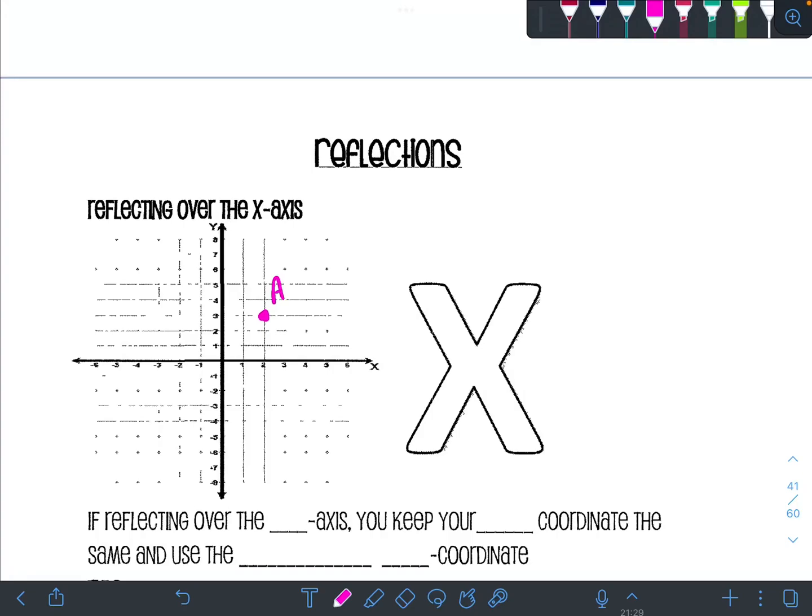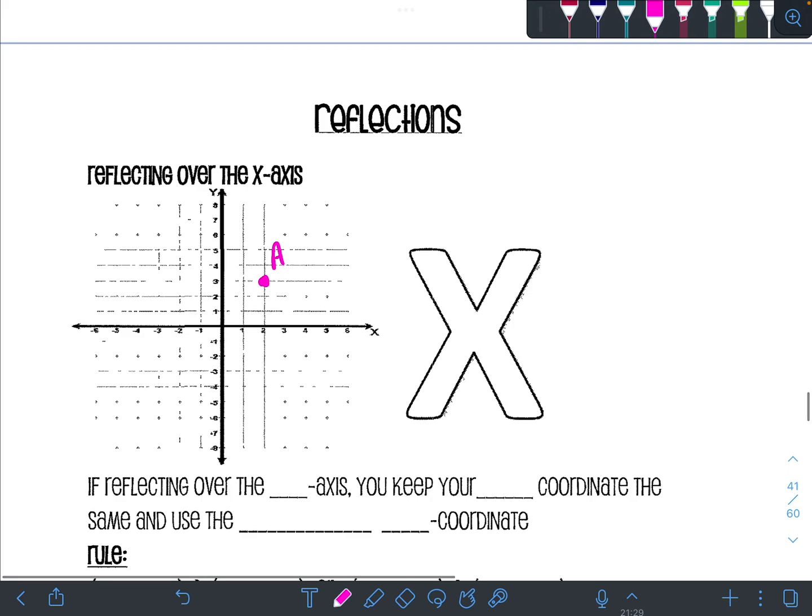Okay, guys, so we're going to be looking at reflections today. Reflections are super duper easy, but just make sure that you are taking your notes and following along. If you get behind, you can always pause and rewind and rewatch if you miss part of it.